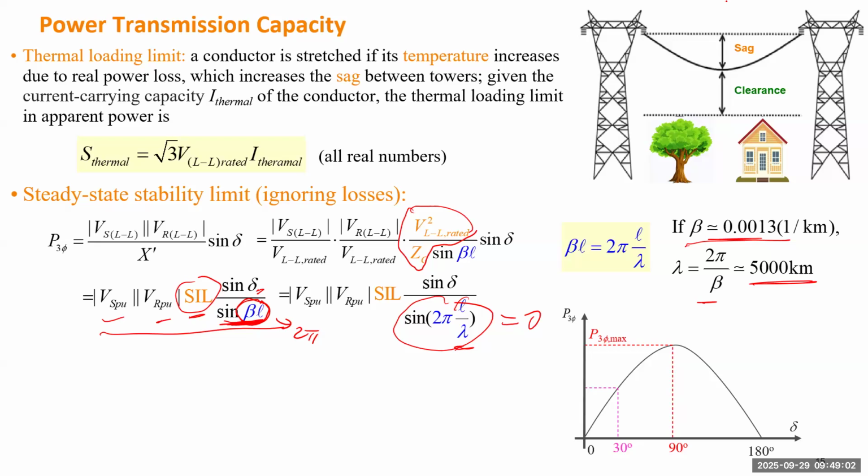So now by this slide, we still want to find out the steady state limit of the line, which is the upper limit of the active power. So we know the active power is a function of angle, basically a sine function of angle. So it will have the maximum value for the power when the angle takes 90 degrees. So when the angle takes 30 degrees, the power is half of the maximum value.